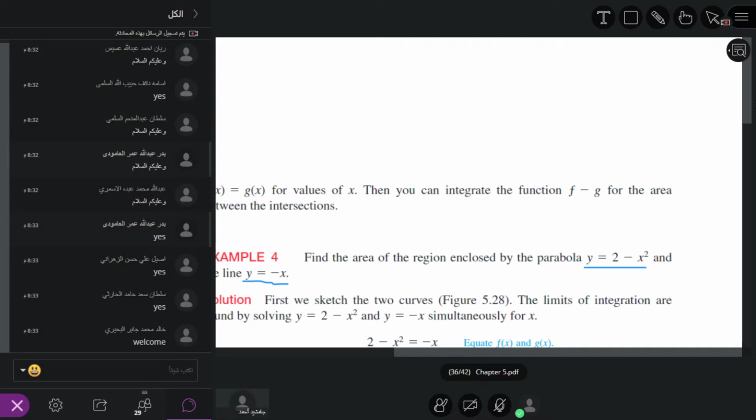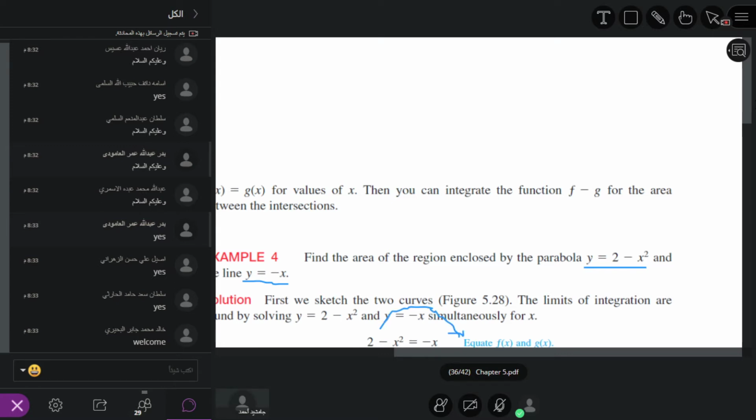So if we have 2 minus x square is equal to minus x, we shift this 2 minus x square on this side.